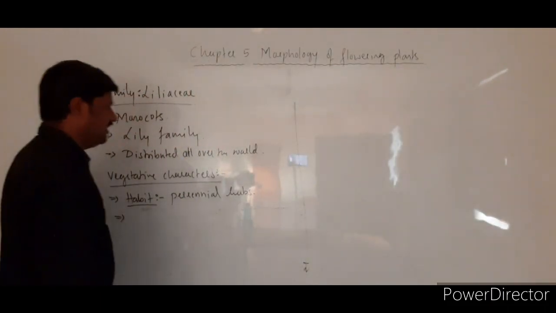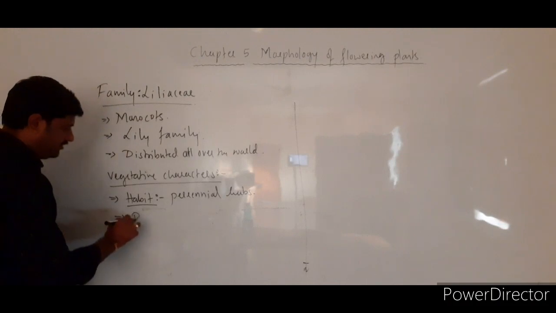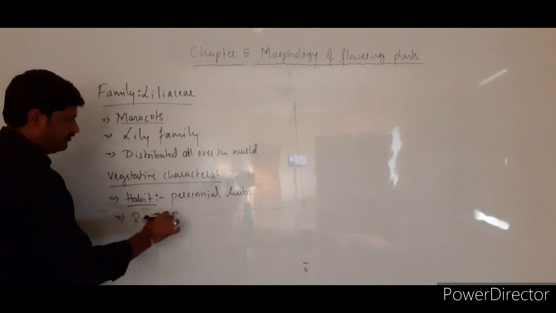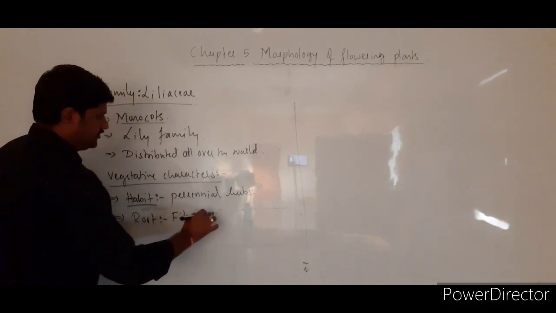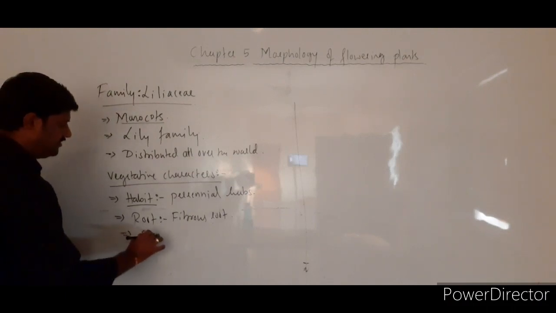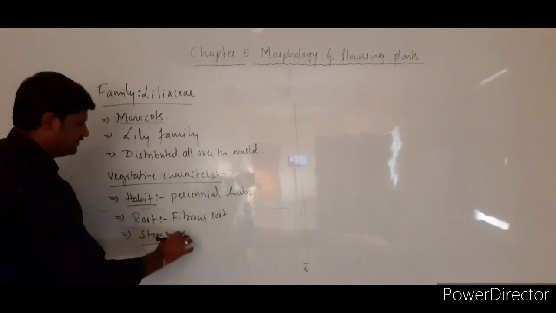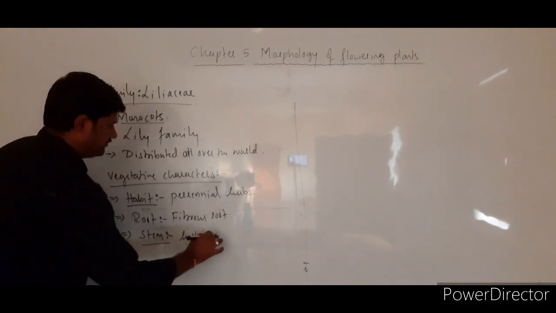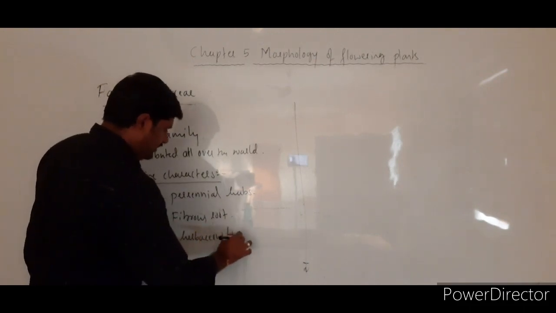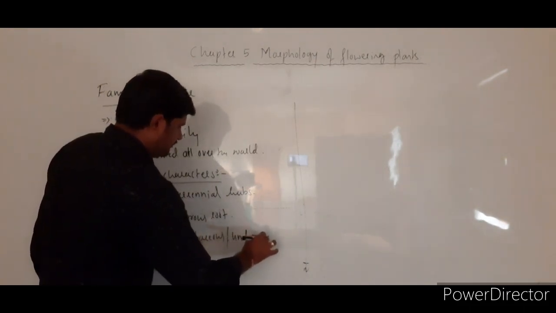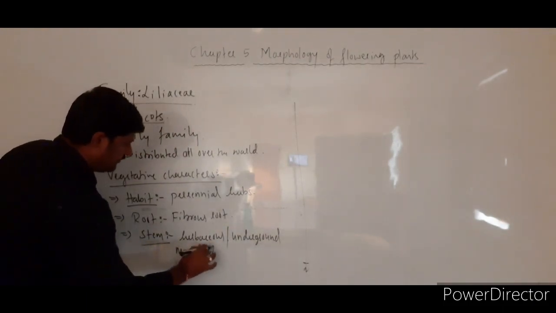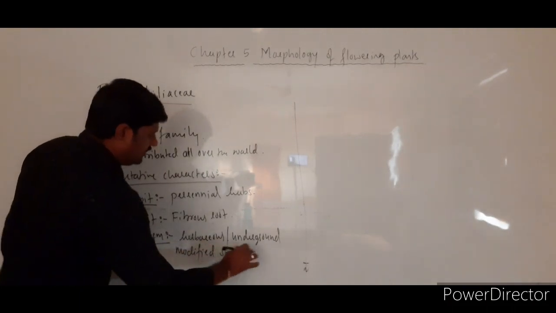So perennial herbs these are, and the root system, as these are monocots, then what kind of root system is seen? Fibrous root system is seen over here. And how is the stem? It is herbaceous. Stem is herbaceous. So many times it is underground modified stem, right?